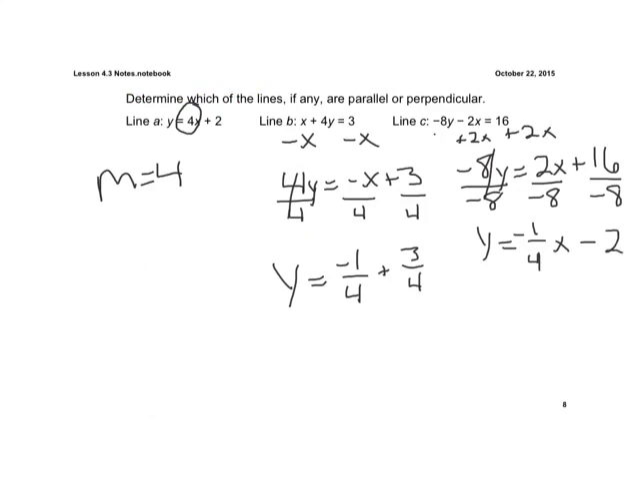Now, the only thing we care about are slopes. Okay, we only care about our slopes. Let me throw an x in there. Now, our slope for line B and C, they're the exact same, so we know those are parallel. Okay, so we can say B and C are parallel.